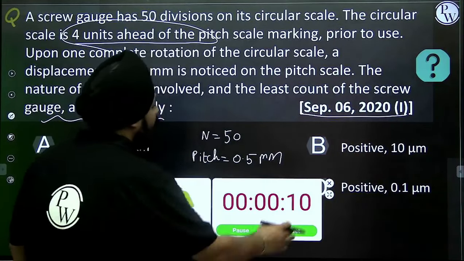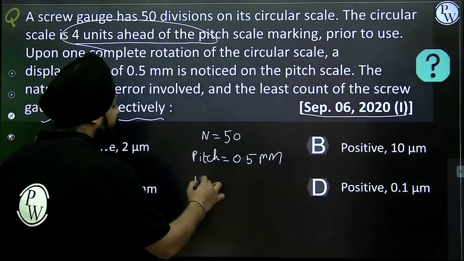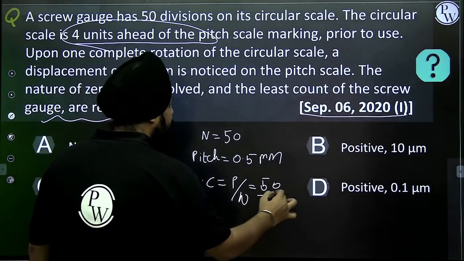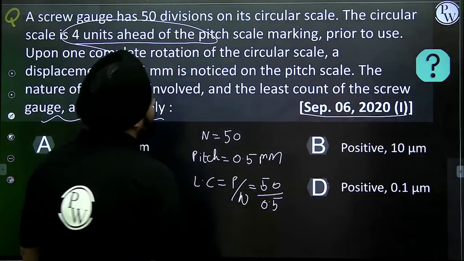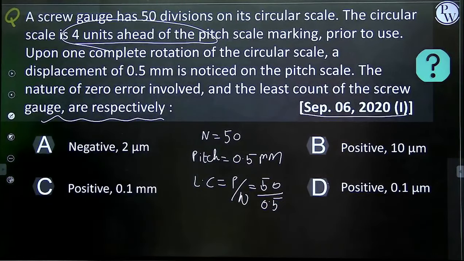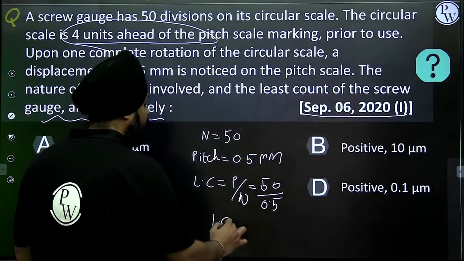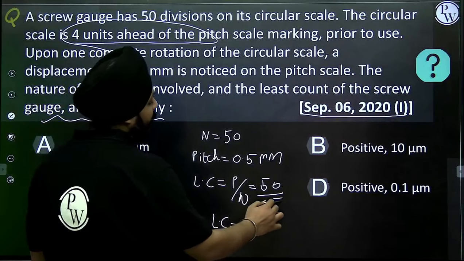Okay, see. First of all, we can understand the least count is the pitch divided by the number of circular scale divisions. So this is 0.5 mm divided by 50, right? So what will it be? The least count will be approximately 0.01 mm.